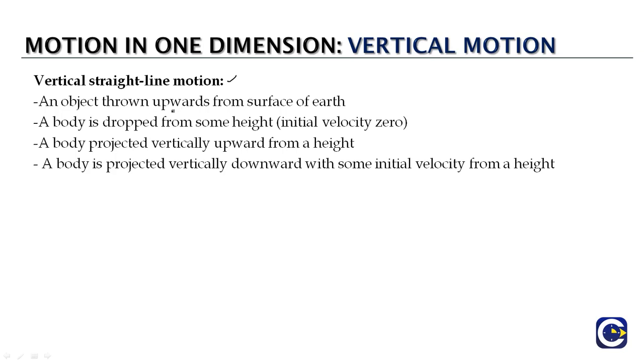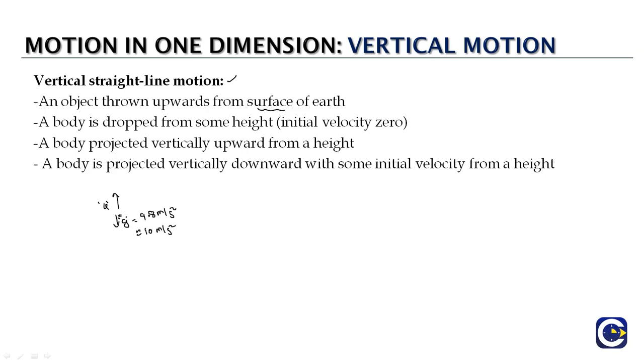So when we look at the cases of vertical straight line motion, we can have an object thrown upwards from the surface of the earth. Now as we throw the object upwards, the initial velocity will be in the upward direction, but it will be experiencing an acceleration due to gravity. We represent this with g. The value of this we will take to be 9.8 meters per second square, or sometimes we can approximate it to 10 meters per second square.